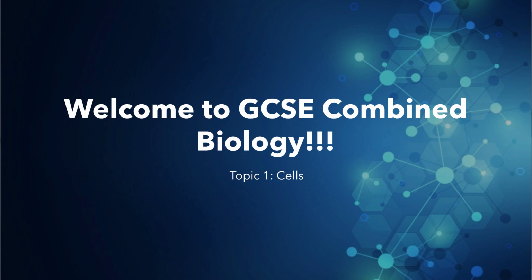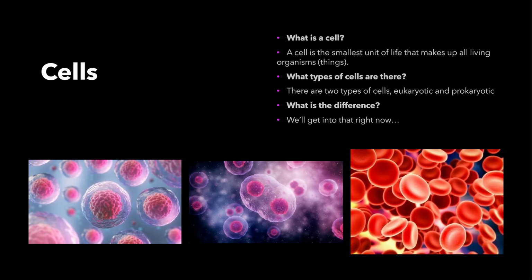So let's start. The first topic of this GCSE combined science course is cells. So what is a cell? A cell is the smallest unit of life that makes up all living organisms. If you look below, these are all types of cells. On the right is one that you'll be studying later this year, a red blood cell. These are the things that are found in your blood.